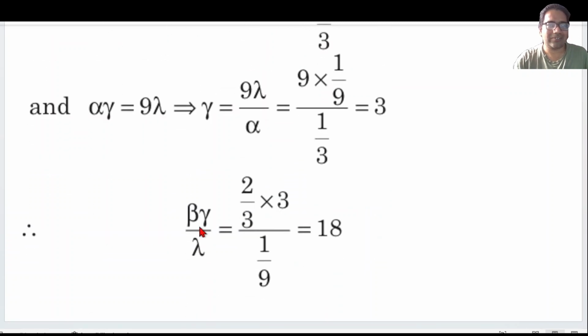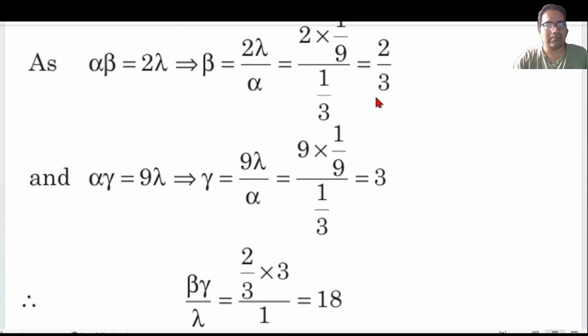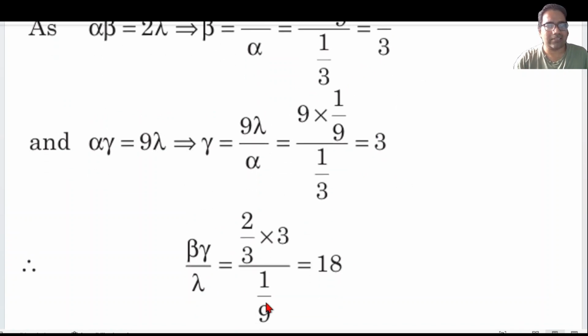And what is the question? The question is what is beta into gamma by lambda? Beta is 2 by 3 and gamma is 3, so 2 by 3 into 3, and lambda is 1 by 9. So 2 by 3 into 3 by 1 by 9. This is equal to this, and this will get cancelled, and this 9 will go to the top. 2 into 9 equals 18.